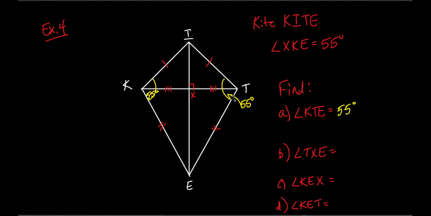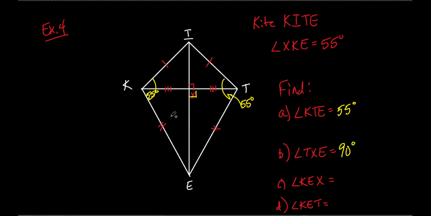TXE, where's that? TXE. Oh, that's an easy one. Right where the X is. It's 90 degrees, isn't it? Because if that's 90, right next to it has got to be 90, because 90 and 90 is 180. Makes a straight line, so that's 90 as well. So that was easy. That's 90 degrees.